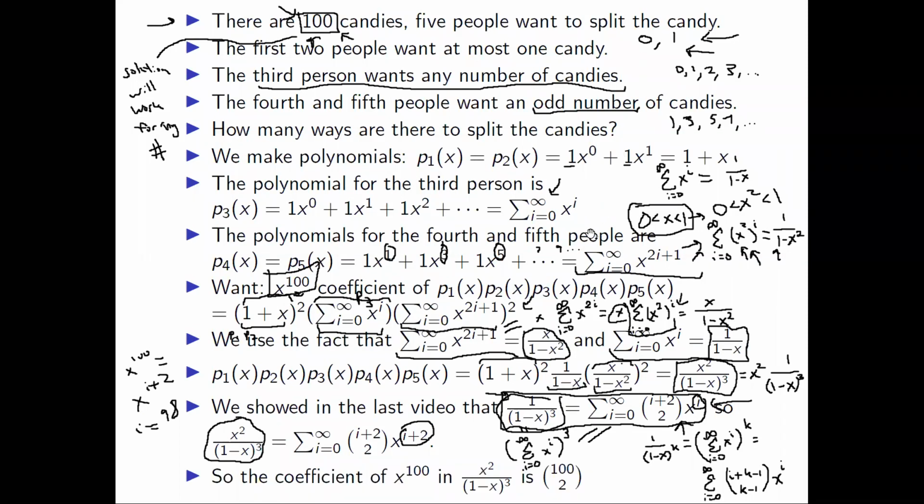That's just going to be i plus 2 choose 2. So 98 plus 2 choose 2. And that's exactly what we got there. 100 choose 2. And that's the answer. The answer is just 100 choose 2. There's 100 choose 2 ways to split up these candies.